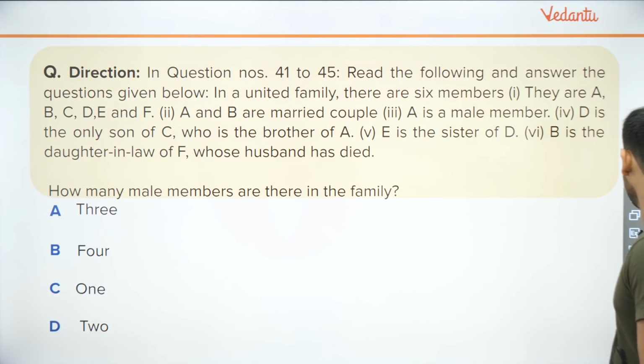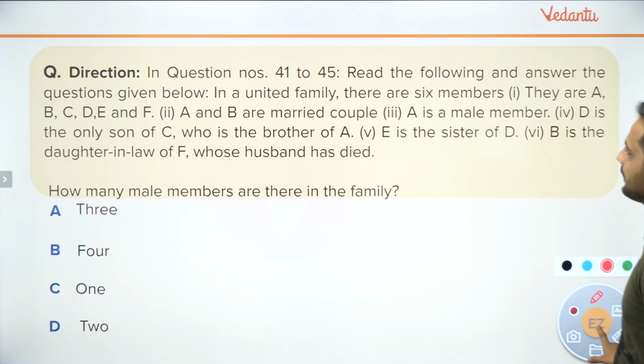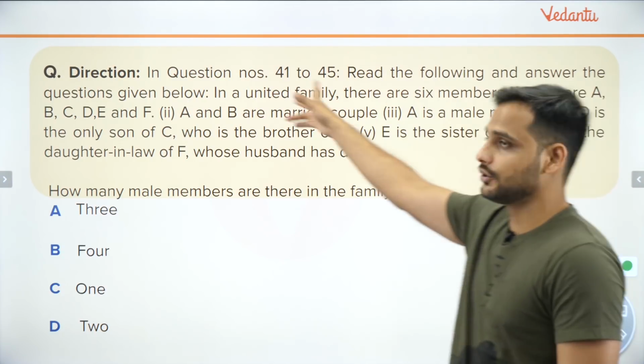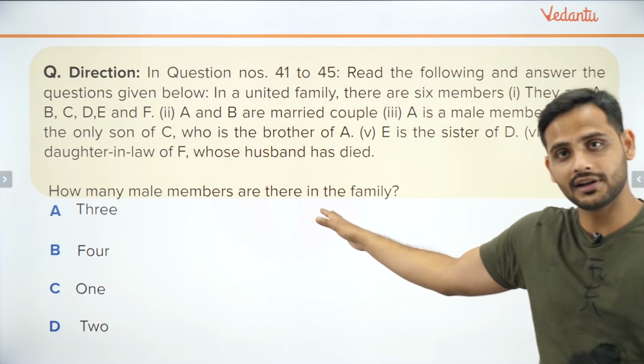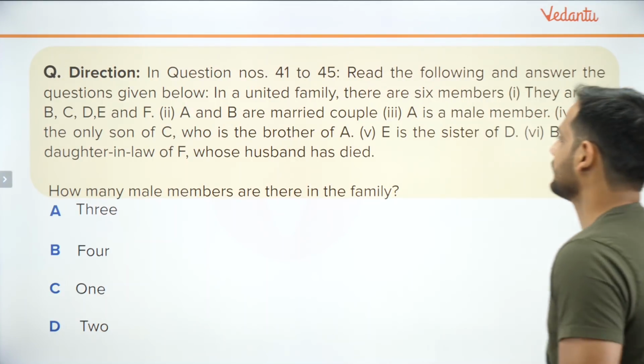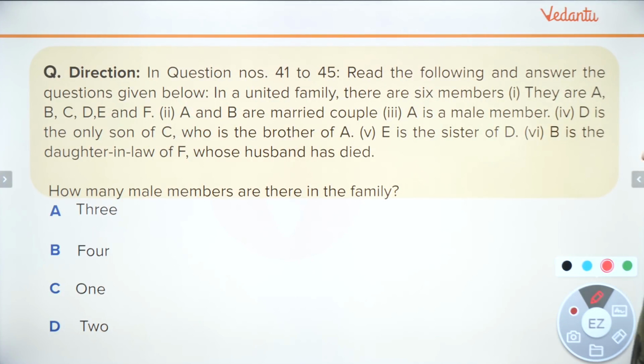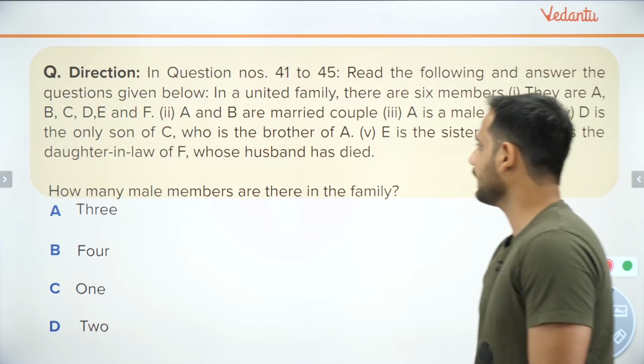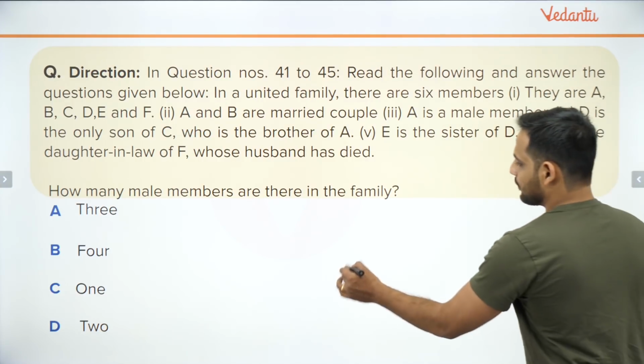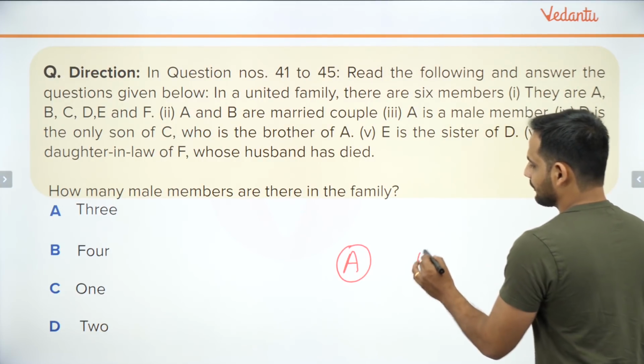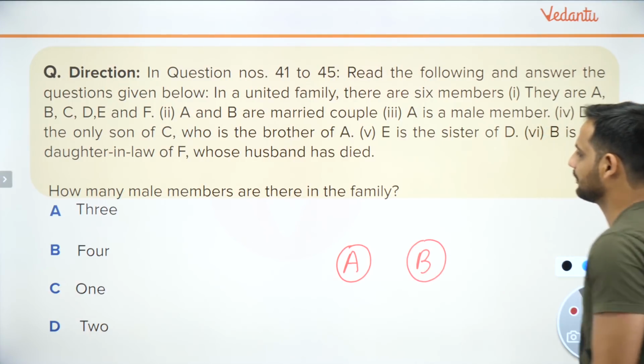So, okay. What is the question, bachon? Read the following. Questions 41 to 45, 5 questions from a single topic. In a united family, there are 6 members, A, B, C, D, E and F. A and B are a married couple. I have told you, bachon, that the same generation will be written here. A and B are a married couple, right?